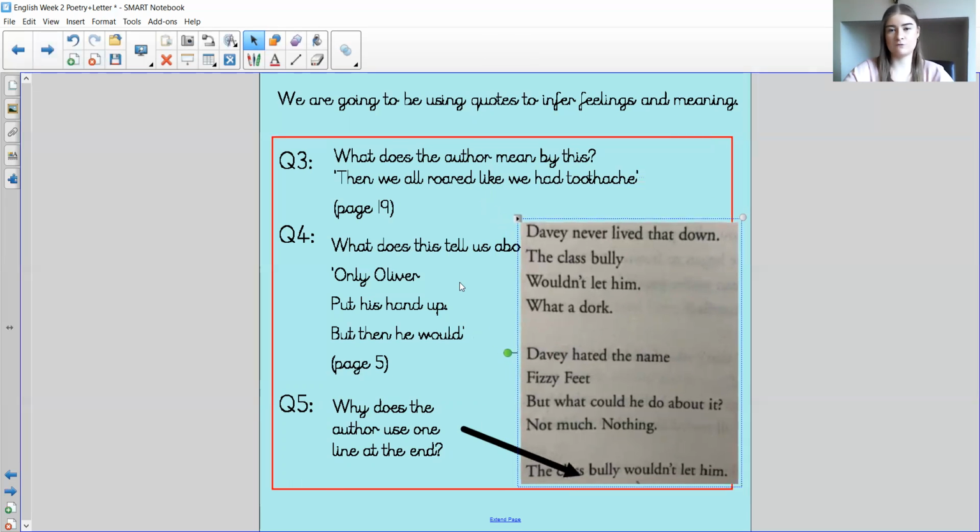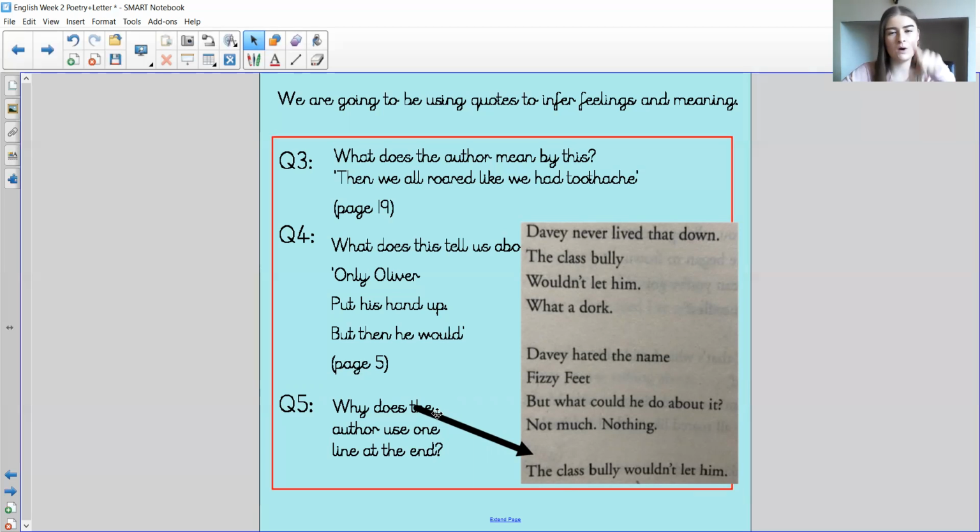Davy never lived that down. The class bully wouldn't let him. What a dog. Davy hated the name Fizzy Feet. Oh, so that's what he got, Fizzy Feet. But what could he do about it? Not much. Nothing. Bully wouldn't let him.